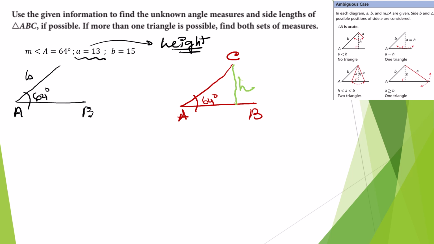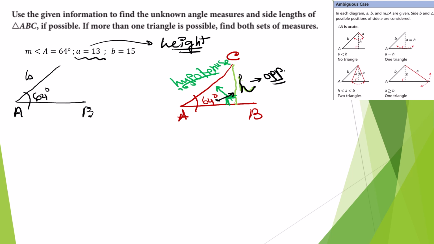Now when you drop the height, this helps you create a 90-degree angle. Previously we studied that the side opposite the 90-degree angle is said to be the hypotenuse, and it would be the biggest side, because it is opposite to 90 degrees. The side opposite to this angle is said to be the opposite. Focus, because we have to find this h.